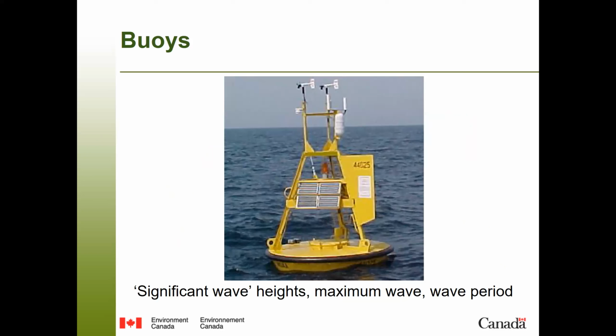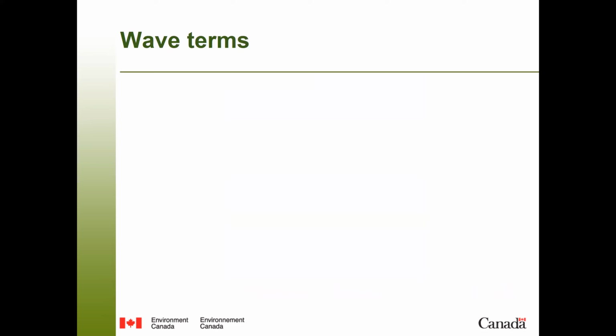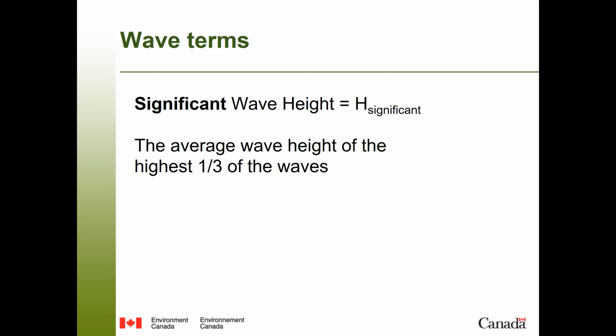Significant wave height is generally what we forecast for, and what we typically try to report with some of the observations. We also measure the wave period, which is important in knowing how often you might be seeing these significant waves, or even perhaps maximum waves. We'll touch briefly on this. Significant wave height, we'll define it there: it's the average height of the highest third of the waves.